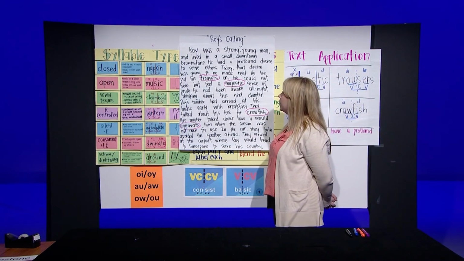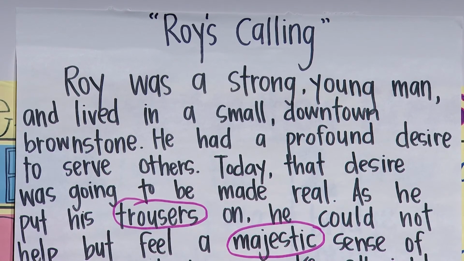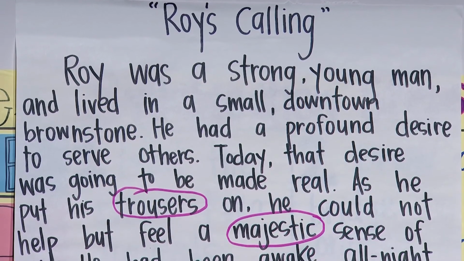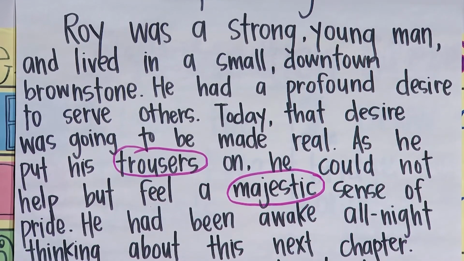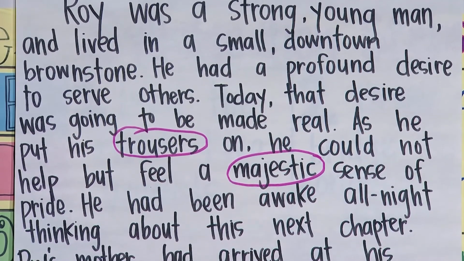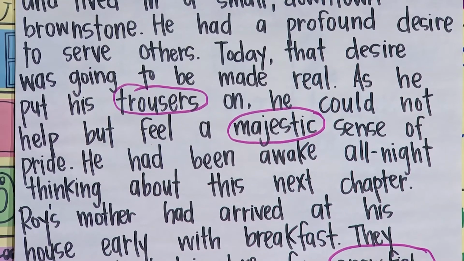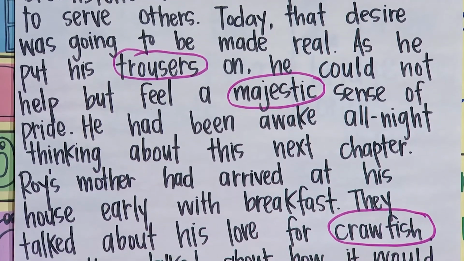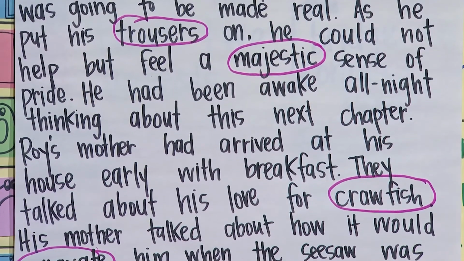Roy's Calling. Roy was a strong young man and lived in a small brownstone downtown. He had a profound desire to serve others. Today, that desire was going to be made real. As he put his trousers on, he could not help but feel a majestic sense of pride. He had been awake all night thinking about his next chapter.